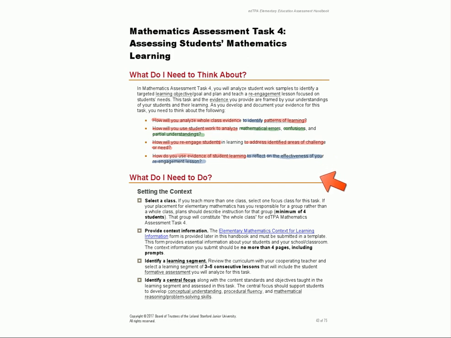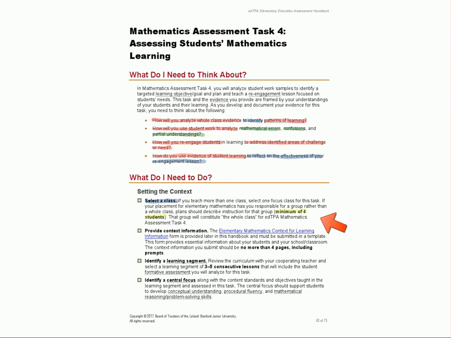Let's think about what I need to do. First off, you will need to select a class. If you teach more than one class, select one focus class for this task. All right? And this class needs to have a minimum of 4 students in this group.